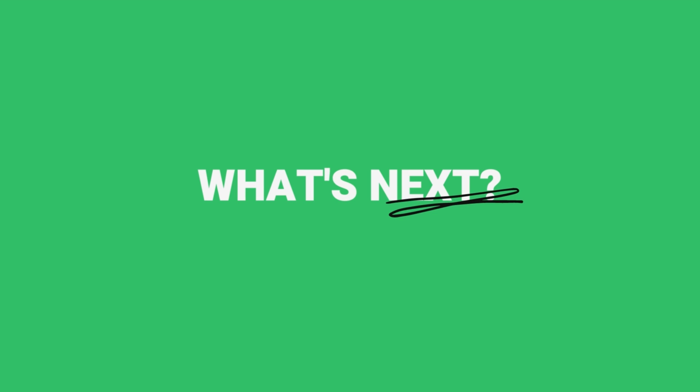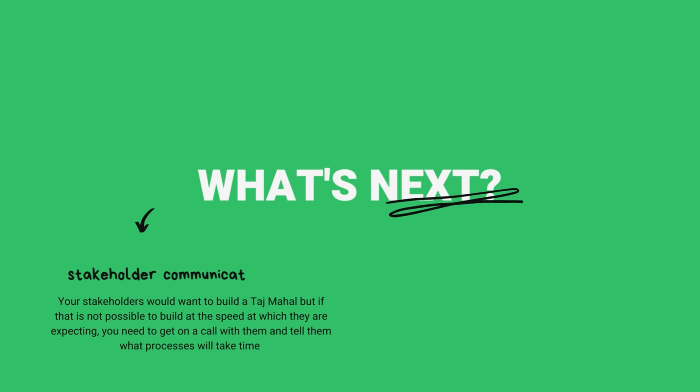Now what's next? We understood that these are the four important sections and the areas where you can improve your dashboard's performance. But all of this boils down to a few more additional things that you should always do. Communication with your stakeholder is key. If your stakeholders want you to build a Taj Mahal, but if that's not possible to be built at the speed at which they are expecting you to build them, you need to call it out and tell them that these are the processes that are going to take time.